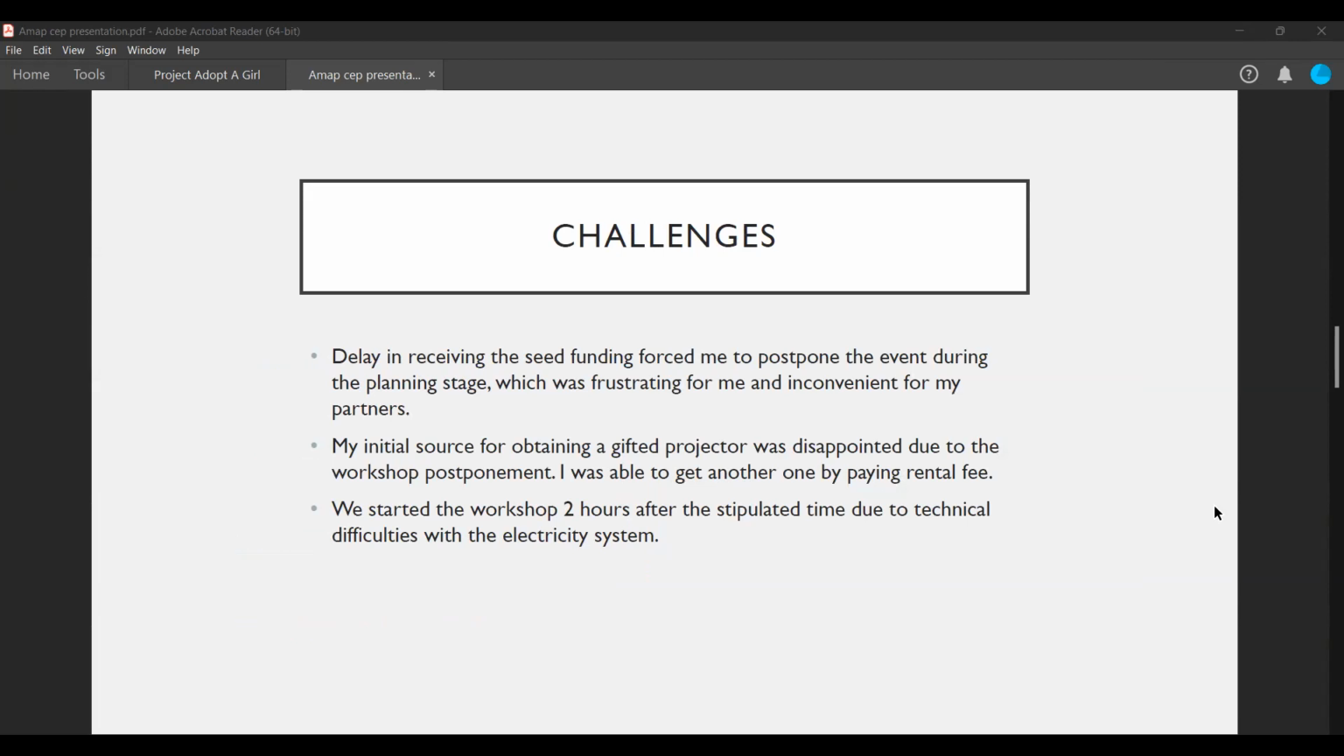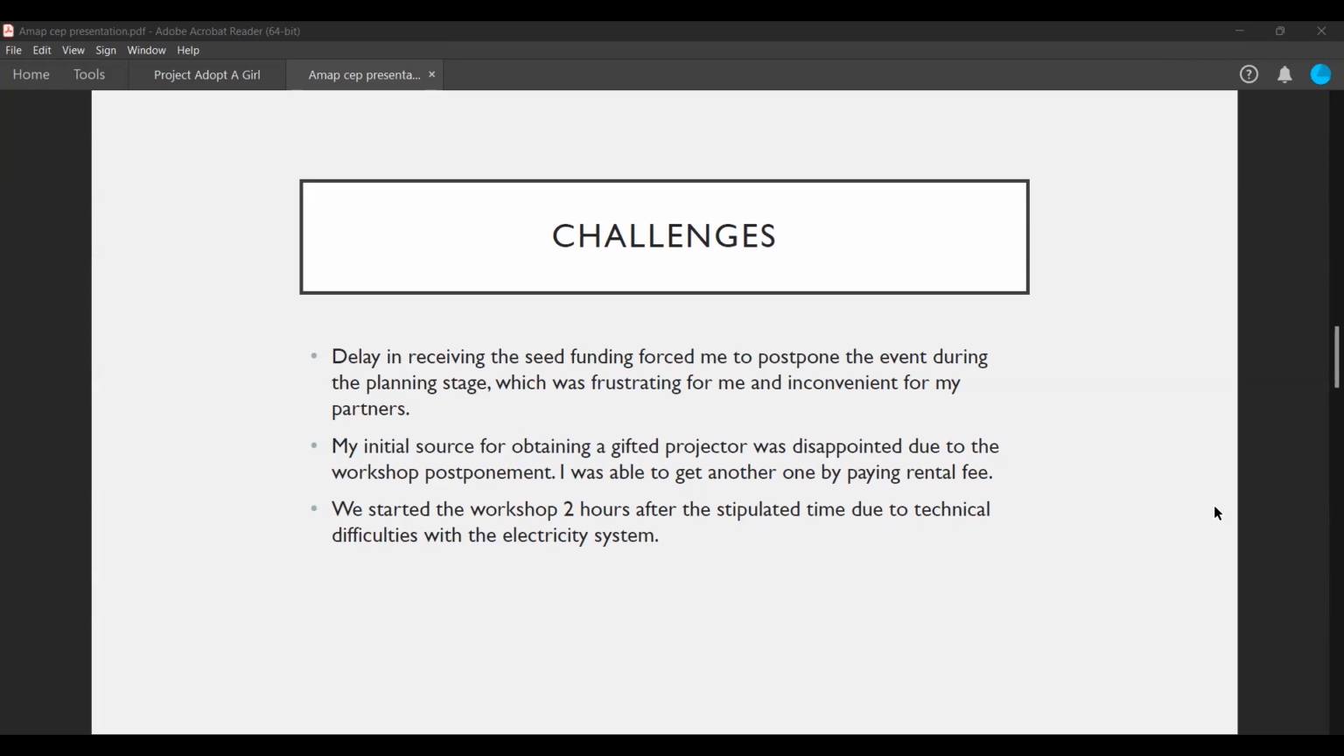Some of the challenges I faced during the implementation of this particular training were, first of all, a delay in receiving the seed funding, which forced me to postpone the events during the planning stage. That was frustrating, of course, and an inconvenience for the partners and the facilitators, because all of them have their own schedules. They had to change their plans and calendars just to fit in this particular activity.